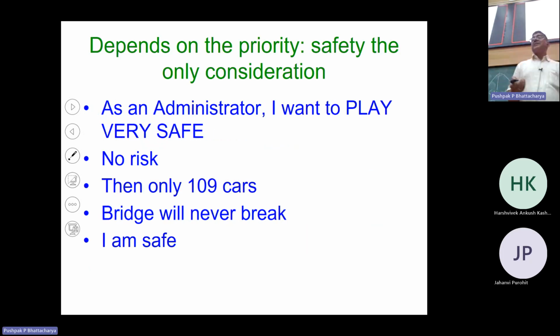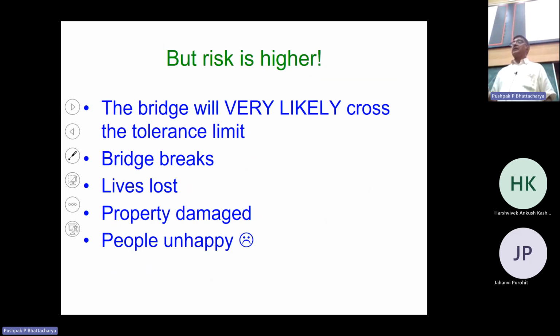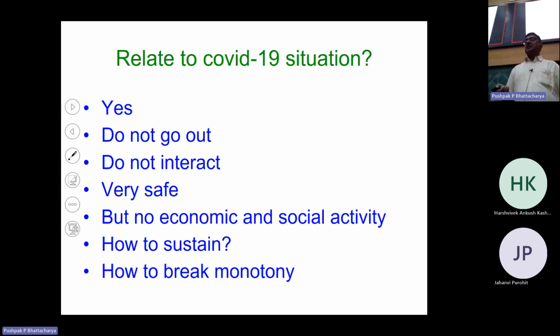As an administrator, I want to play very safe, no risk, then only 109 cars. Bridge will never break. I am safe. Point of view and priority, earning first, throughput first, efficiency first. I want maximum utilization of the bridge, maximum earning from toll, maximum movement across the river, maximum economic activity, maximum interaction. People are very happy. Okay, then the bridge will very likely cross the tolerance limit. The bridge breaks, lives are lost, property damaged, people unhappy.